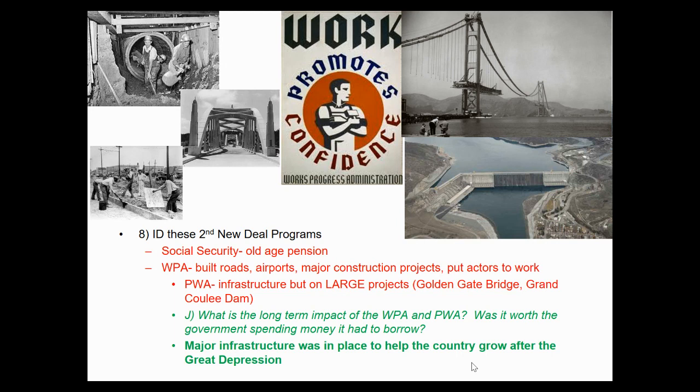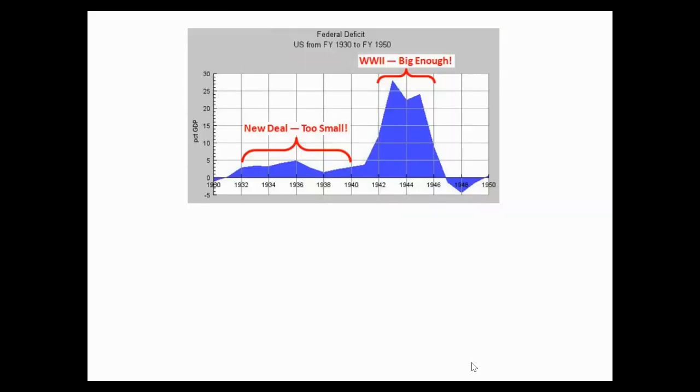And the answer is this was worth it because this major infrastructure was now in place to help the country grow after the Depression. One day the Depression is going to end, and America still needs to do the business of business, right? We're going to need sidewalks to walk on, and trucks will need bridges to get across. And the Grand Coulee Dam is going to provide water to the whole Northwest United States, as well as electricity to Portland and Seattle. So when this Great Depression is over, these infrastructure projects will be the fundamental of the American economy in the future.